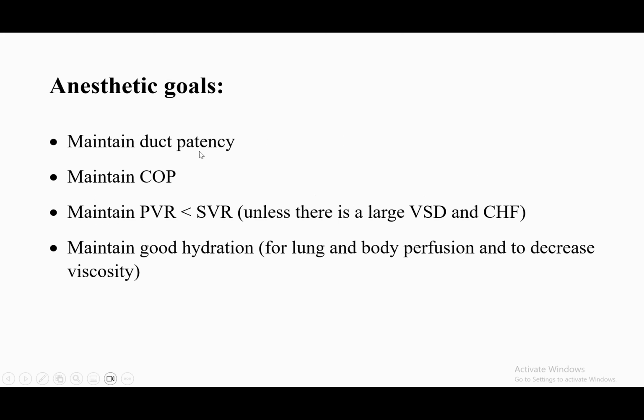Anesthetic goals: to maintain duct patency before the operation if the patient is duct dependent, to maintain cardiac output, to maintain pulmonary vascular resistance less than systemic vascular resistance, and to maintain good hydration for lung and body perfusion and to decrease viscosity.